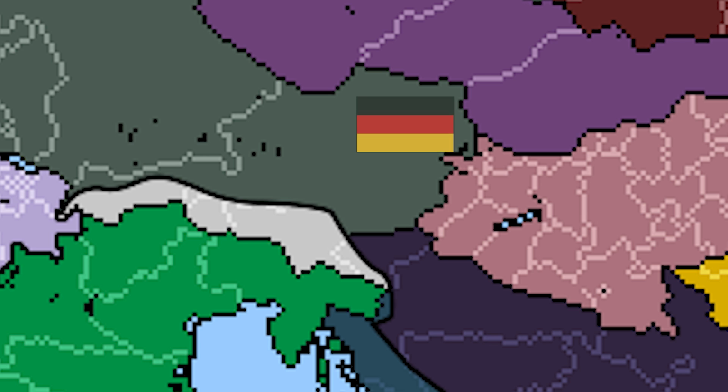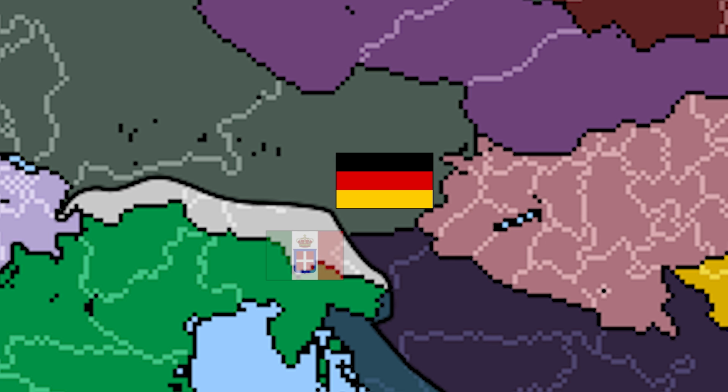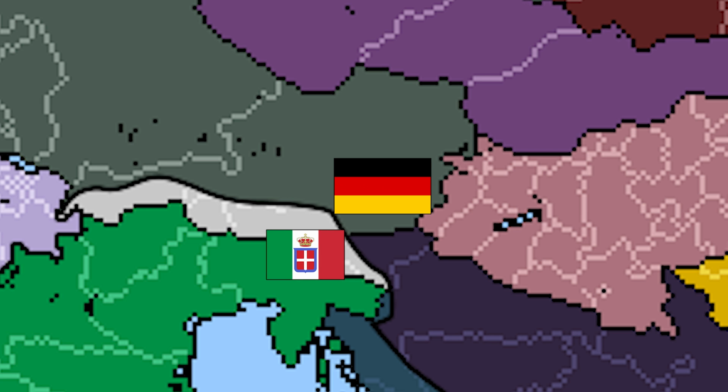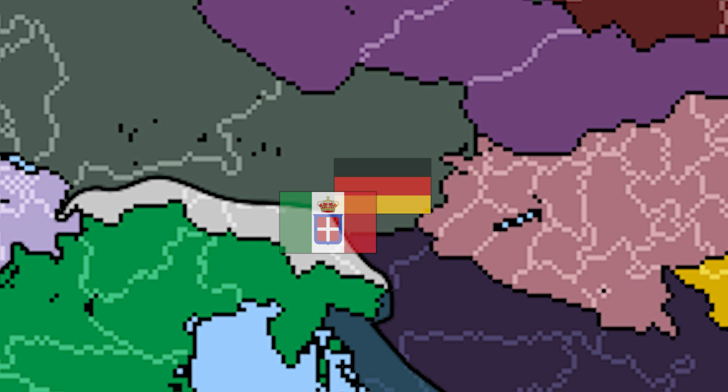German forces quickly organized in Vienna as they prepared to march to Graz, where they would clash with Italian forces. The German troops managed to reach Graz first and heavily fortified the city, anticipating an Italian attack. Italian forces soon came into conflict with the Germans as the first major battle of the Second World War began.